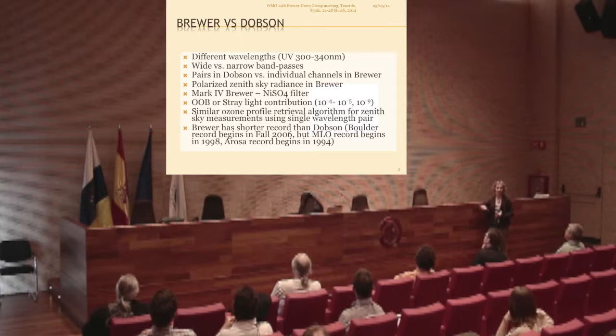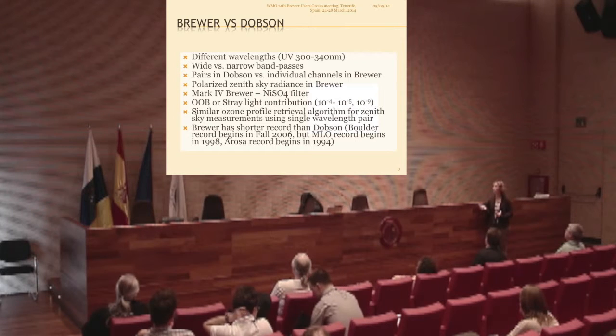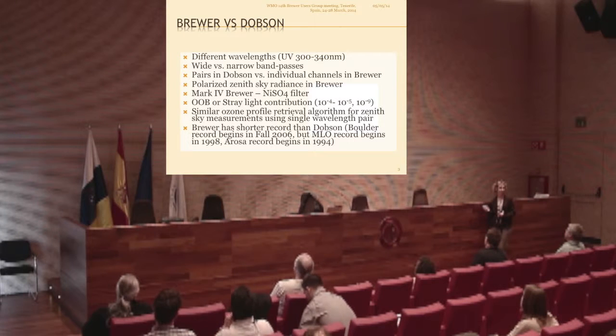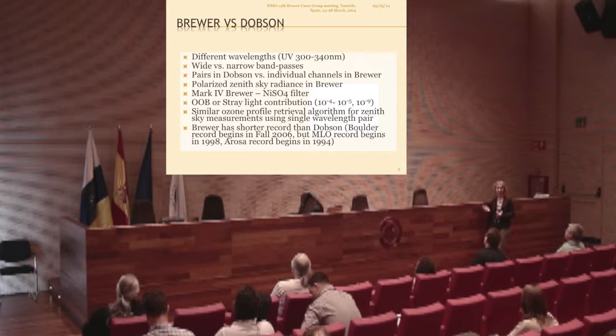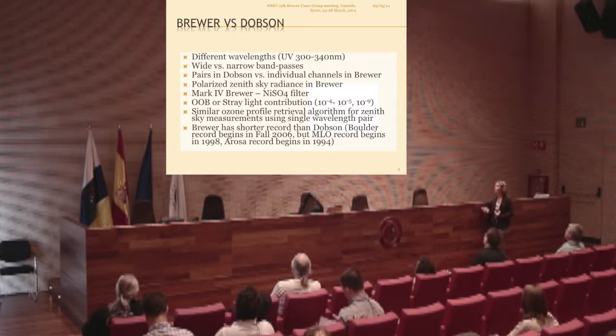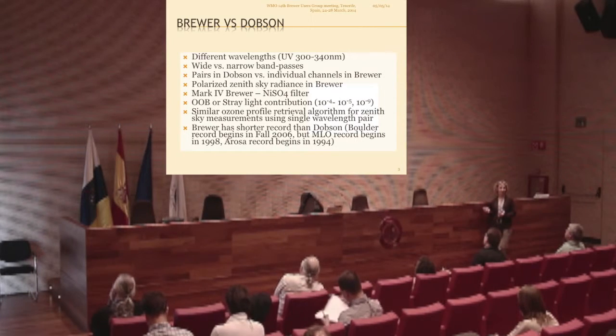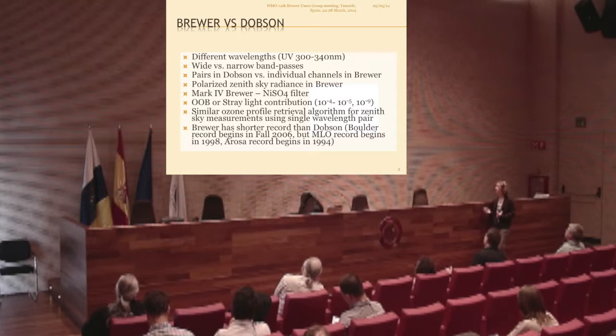I think I already mentioned that although the two instruments are not created equal, there are some similarities and some differences between the Dobson and the Brewer. They're both measuring Umkehr, meaning that they're looking at the zenith sky when the sun is going up and down, whereas Dobson has wavelengths that are not really individual channels, but rather the ratio between two channels. With Brewer, you have an opportunity just to record zenith sky measurements at the different wavelengths.